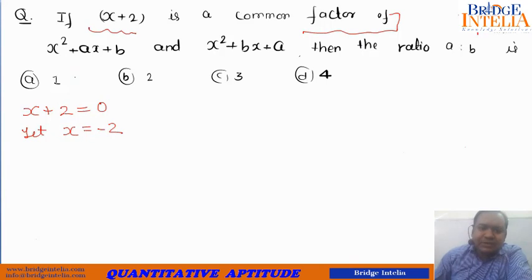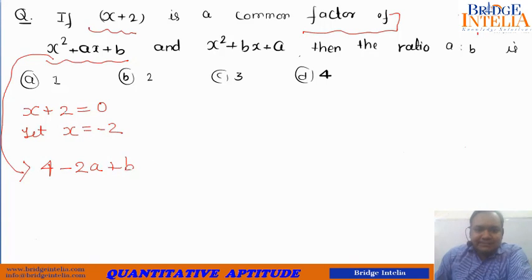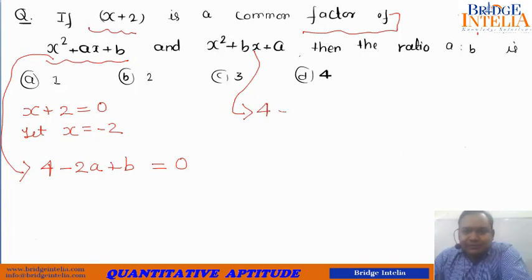Let's put x is equal to minus 2 here. So if you put x is equal to minus 2 here, what do you get? Minus 2 whole square is 4. So 4 minus 2a plus b must be equal to 0. This is what we get from here. And from this one, putting x is equal to minus 2, we get 4 minus 2b plus a is equal to 0. So these two things are pretty clear.